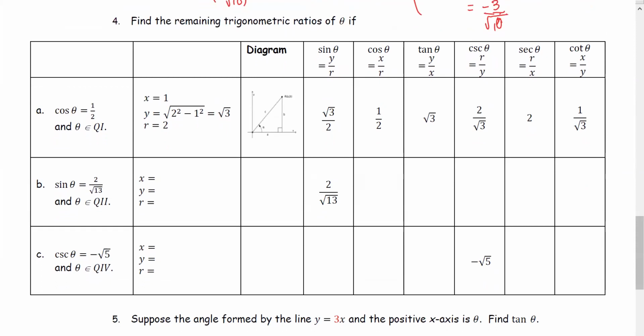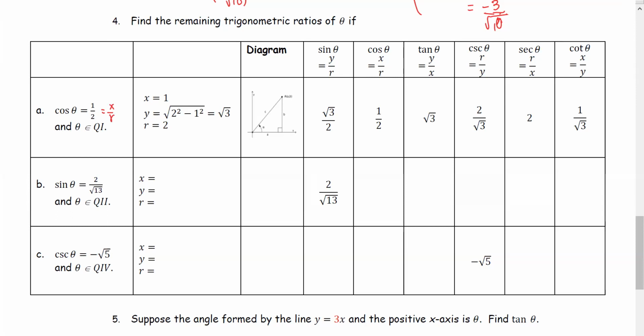Example 4. Find the remaining trigonometric ratios of theta, given the trig function and the quadrant in which theta terminates. For part A, cosine theta is 1 over 2 and theta terminates in quadrant number 1. Cosine theta is defined by x over r. That means x equals 1 and r equals 2.